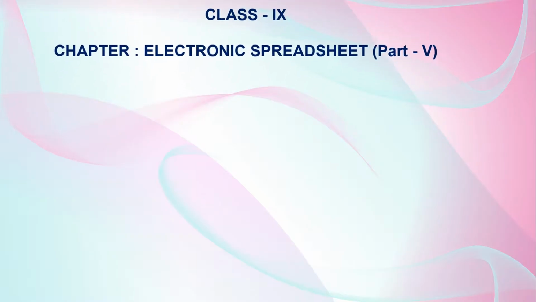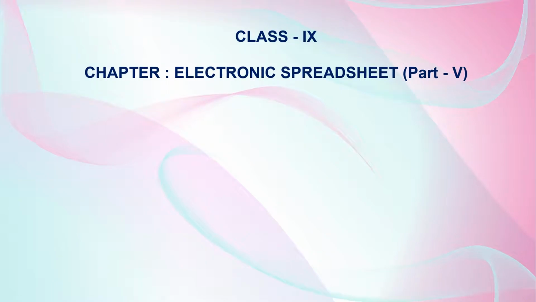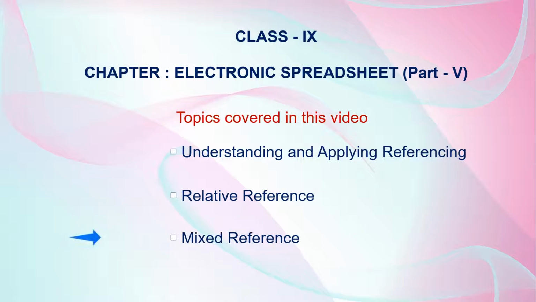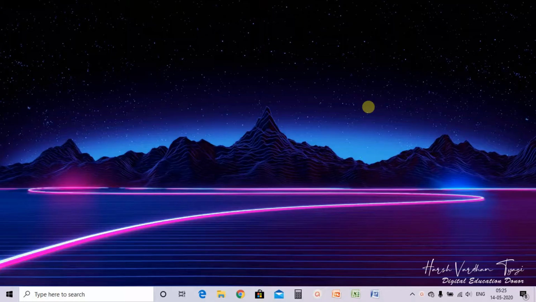In class 9th, chapter Electronic Spreadsheet part 5, we are going to cover the following topics in this video. First, understanding and applying referencing. Second, relative reference. Third, mixed reference. And fourth, absolute reference. So let's start with the video tutorial.